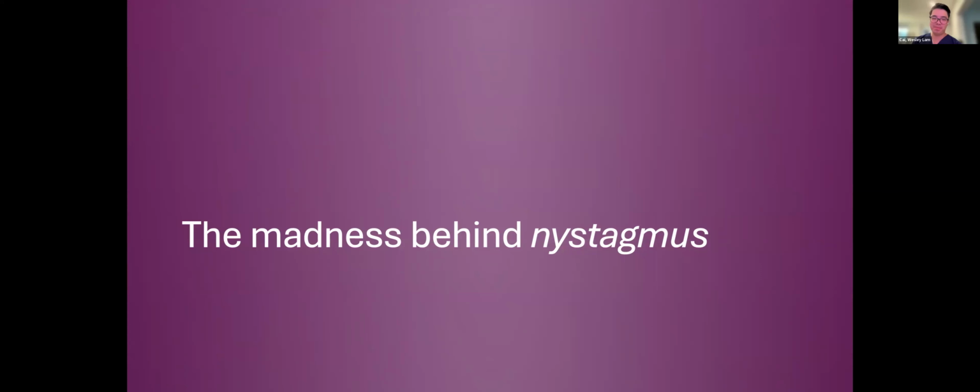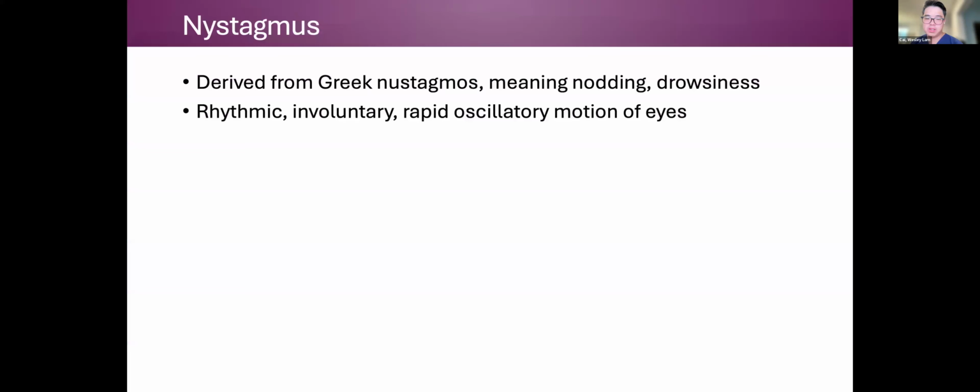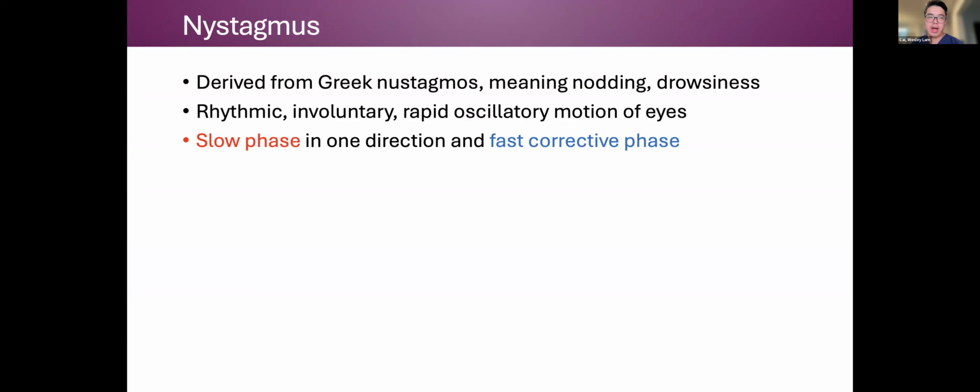Okay, so just transitioning back here, with Dix-Hallpike we're looking for nystagmus. So for me, just to try to understand and demystify a little bit, what is nystagmus? It's derived from the Greek nystagmos, which means nodding, drowsiness, like when you're tired, you're nodding down and your head pops back up. So it's a rhythmic, involuntary, rapid oscillation of the eyes.